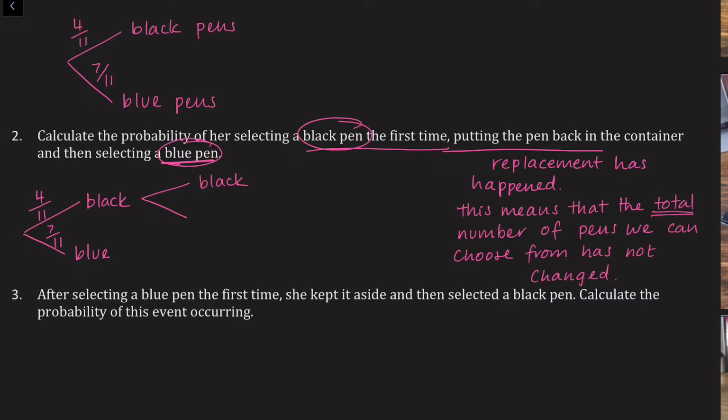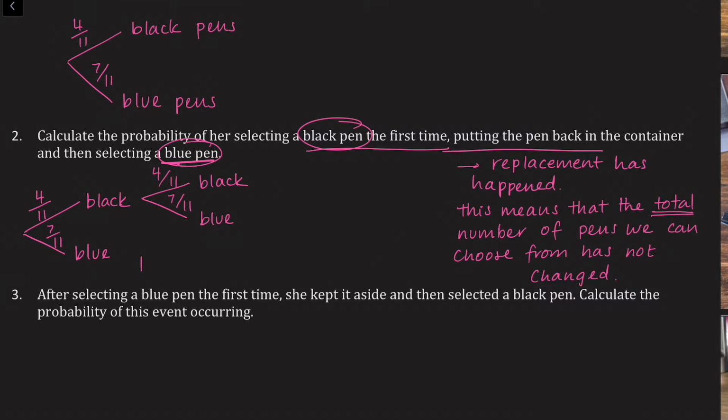So this represents the black pens I can choose from, and this here represents the blue pens I can choose from. So now writing my probabilities here, I can once more select 4 black pens out of a total of 11 because I replaced the pens in the container from having selected them the first time. So in the second time, I have 7 out of 11 blue pens to choose from.